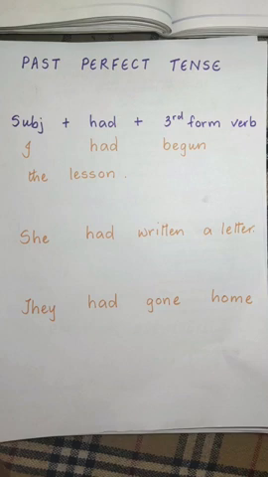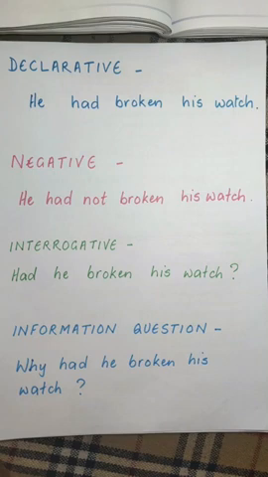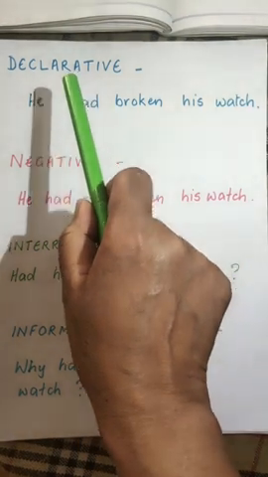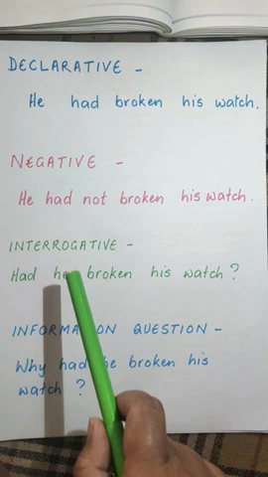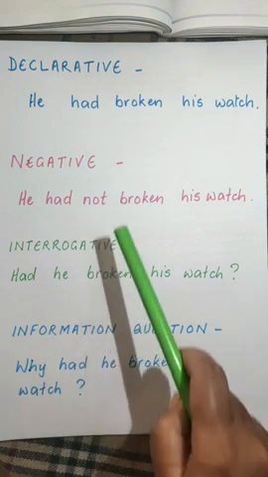Okay, so these are the past perfect tenses. I had begun the lesson. She had written a letter. They had gone home. So again, we have to look at the four different forms of the past perfect. We have the declarative, negative, interrogative, and information question.